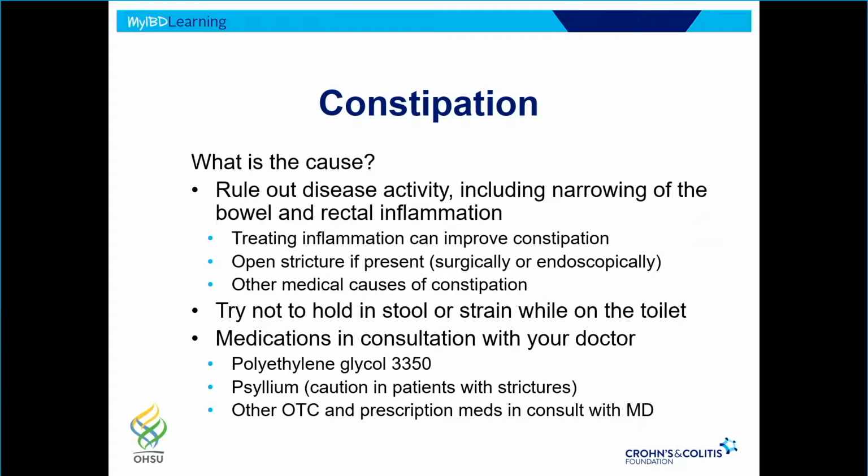Constipation, this is one we don't often talk about, but can be a symptom of inflammatory bowel disease. Again, we want to make sure we understand why people have constipation. Sometimes proctitis, or disease right in the rectum, can cause constipation. Also, people who have narrowings in the bowel from Crohn's disease can present with constipation. And again, it's important to treat the underlying cause there. So treating inflammation, treating a stricture, which might be done surgically or through endoscopy.